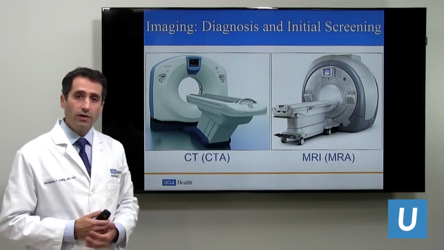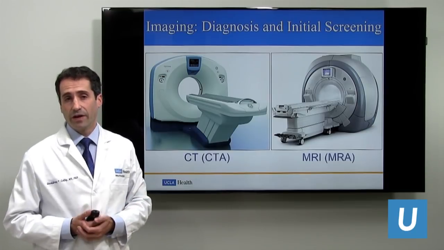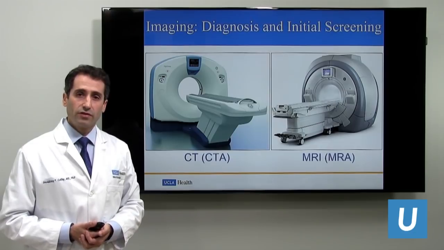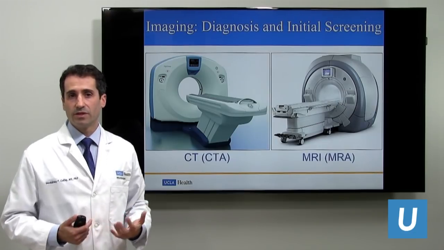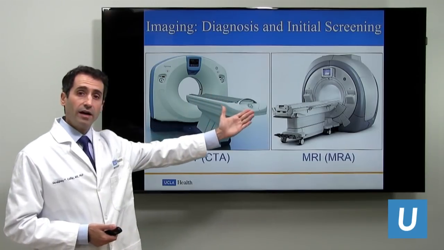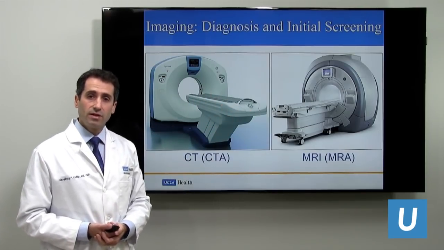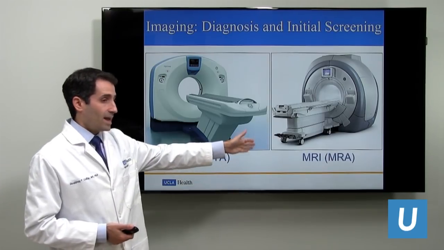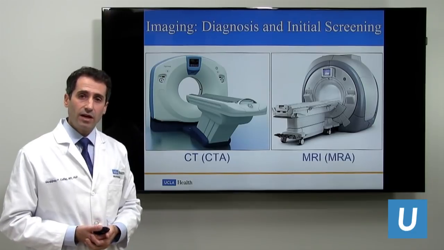So how do we diagnose aneurysms? How are aneurysms found? As I mentioned, most of them are found incidentally. Usually the first-line screening tool in a patient that comes in with some sort of neurological complaint is either a CAT scan or an MRI. And to look at the blood vessels, we do something called a CTA, where the A stands for angiography, or an MRA, where again the A stands for angiography.